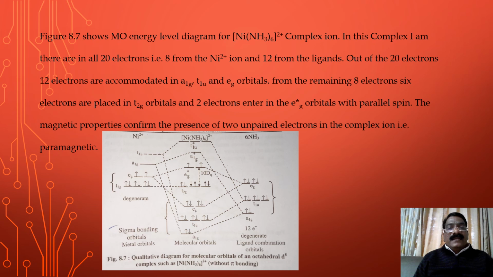See here, on the one side there is the Ni2+ metal ion with its orbitals, and on the other side there are the 6 NH3 ligand orbitals. They combine, and in the middle there are the molecular orbitals for the complex [Ni(NH3)6]2+. This complex is without pi bonding, and thus the electrons are accommodated in a1g, t1u, eg, t2g and eg*. The eg* contains 2 unpaired electrons, and thus the MO energy level diagram shows that this complex is paramagnetic in nature.